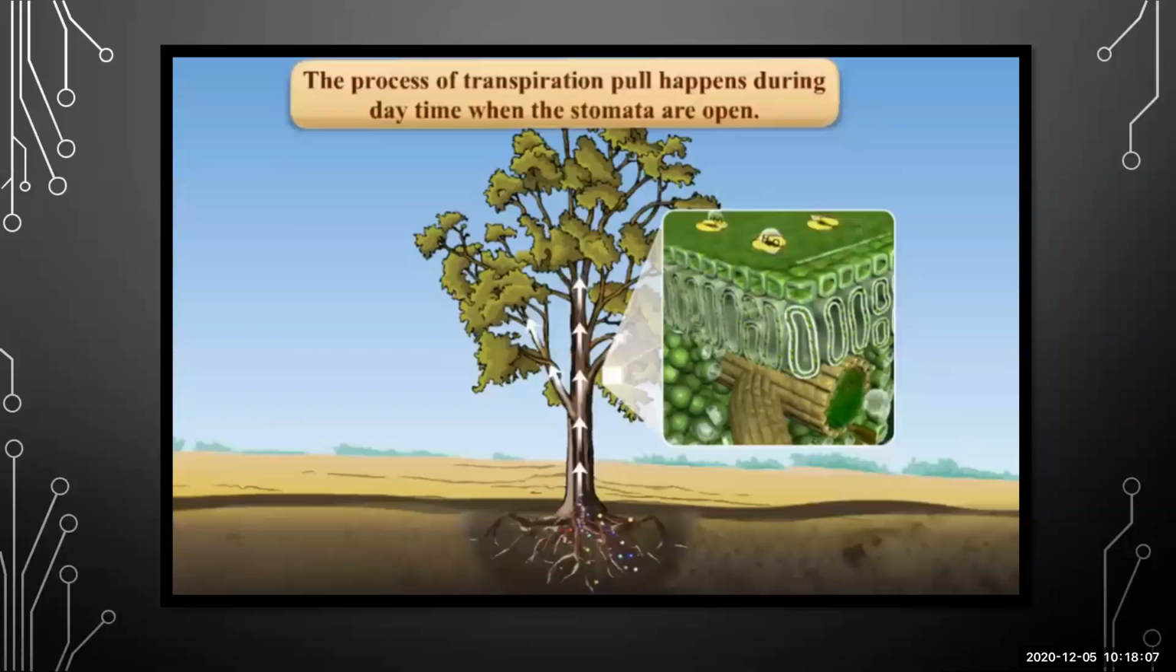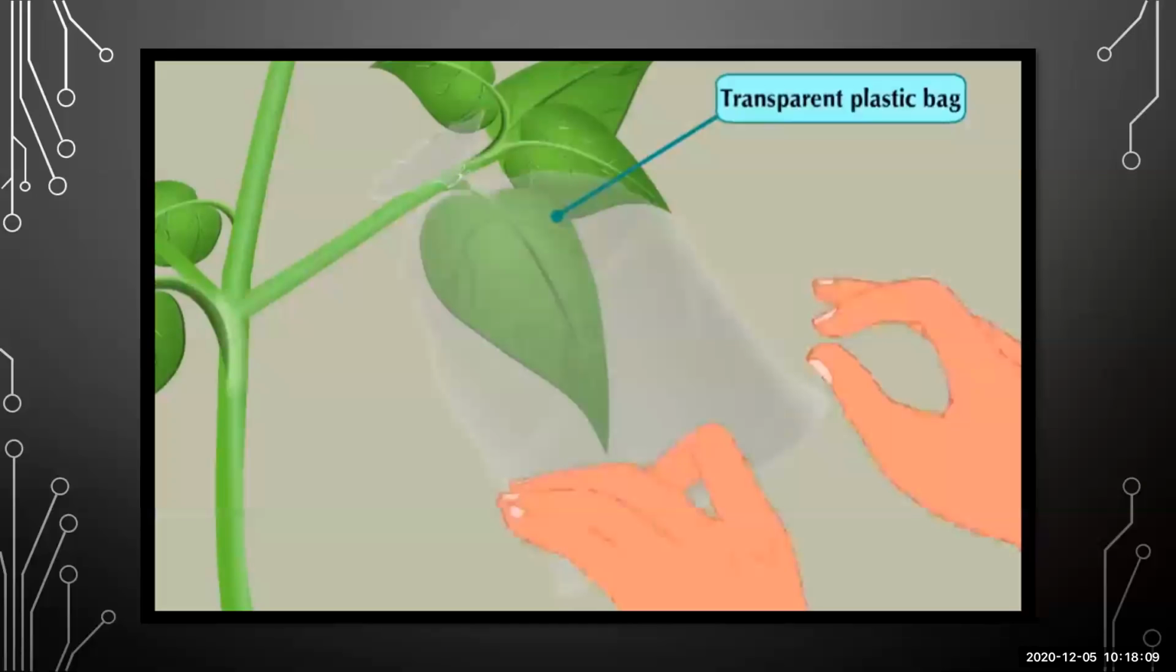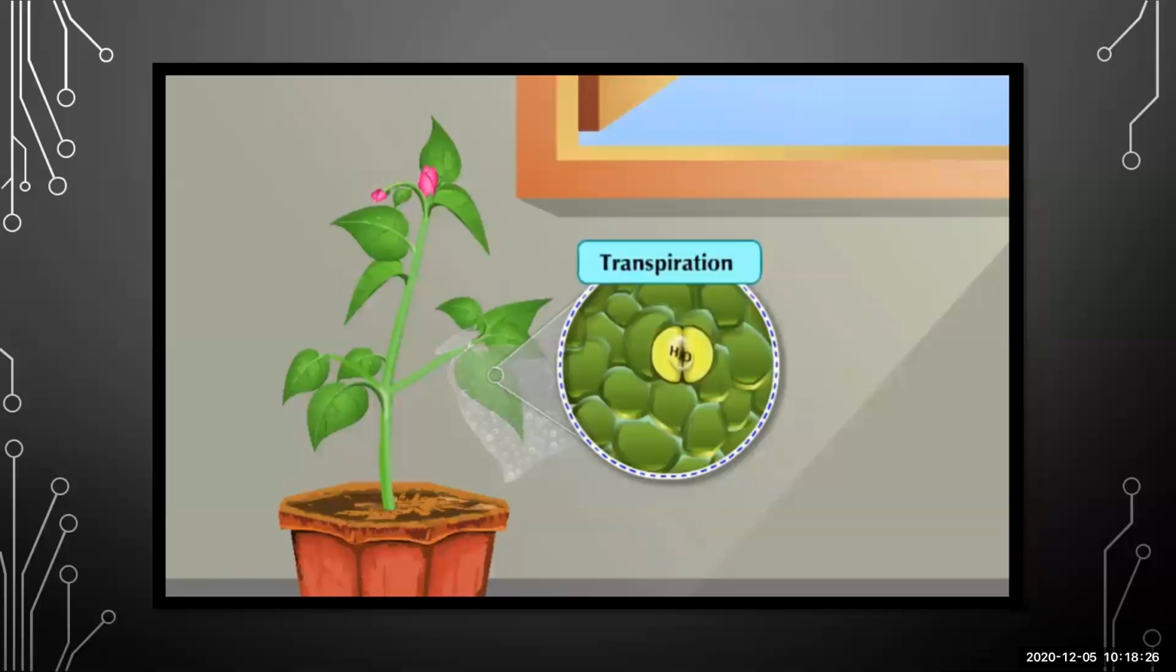So what is transpiration pull? Transpiration pull can be observed with the help of a small experiment, like when you tie a plastic bag to the branch of a tree for 5 to 6 hours, and after 5 to 6 hours you can see droplets inside the plastic bag. And why have these droplets formed?